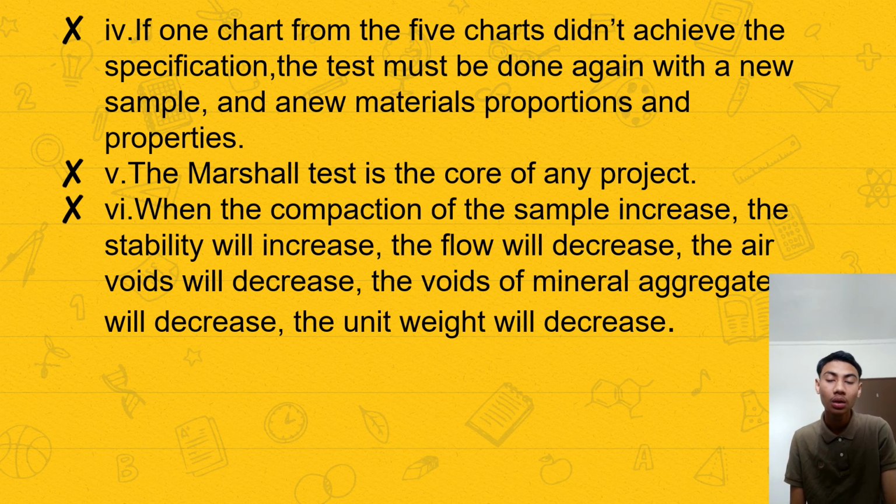Last but not least, if one chart of the 5 charts does not achieve the specification, the test must be done again with a new sample and new materials, proportions and properties. The Marshall test is the core of any project. When the compaction of the sample increases, the stability will increase, the flow will decrease, the air voids will decrease, the voids in mineral aggregates will decrease, and the unit weight will increase. That's all from me, thank you.